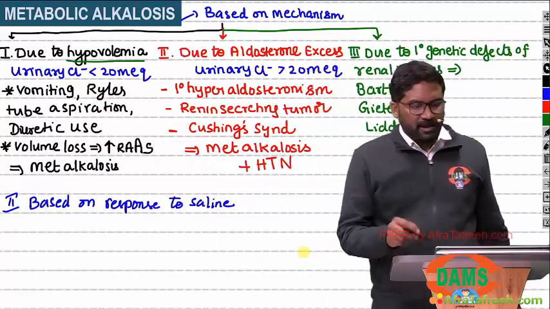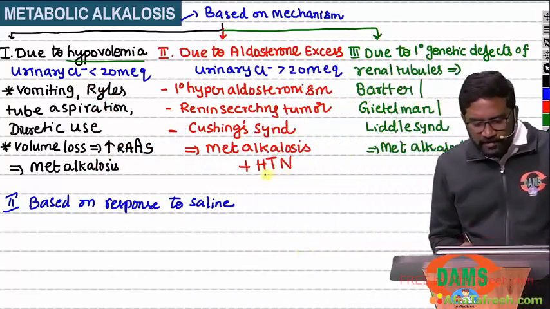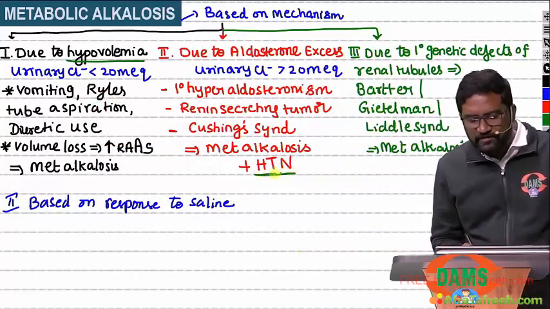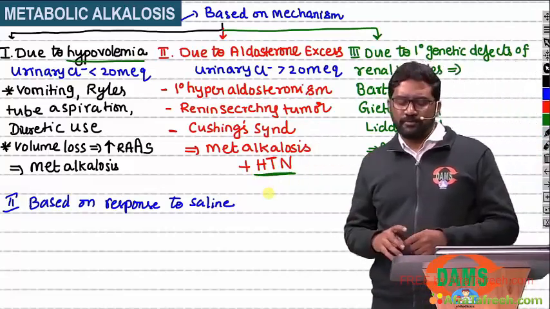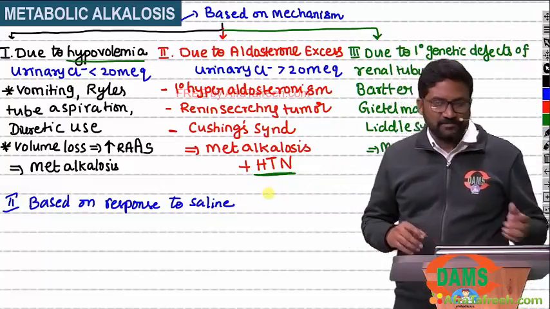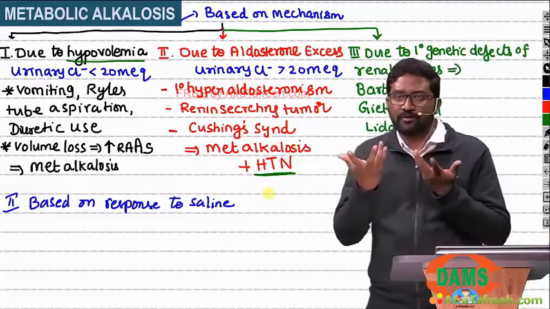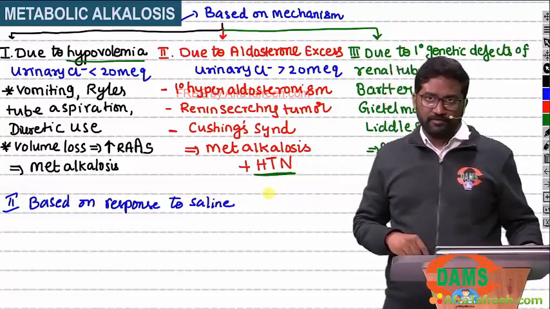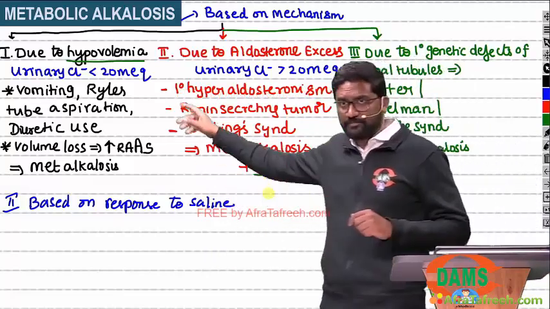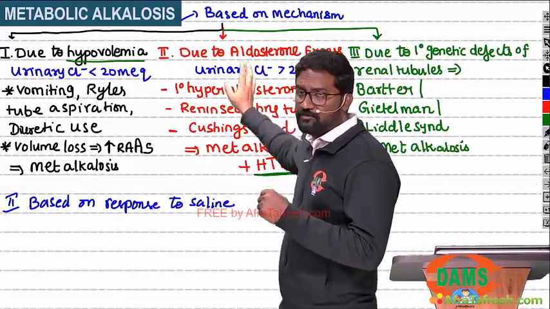Whereas in category 2, already the patient is in volume excess, hypertension. If already there is extra volume in your body, is there any compulsion for the kidney to retain salt? No. So within the urine, chloride will be lost usually. So urinary chloride will be more than 20 milliequivalents.